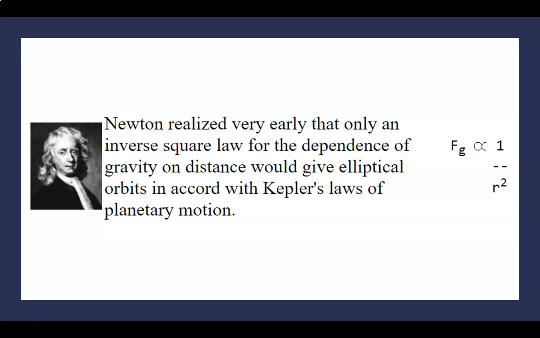Now, Newton also realized very early on that only an inverse square law for the dependence of gravity on distance would work, given Kepler's laws of planetary motion. Taking a look at the laws of motion in the heavens, he found that gravitational force had to be proportional to 1 over the distance squared. So if you double the distance, you have 1/4 the gravity, not just half the gravity.